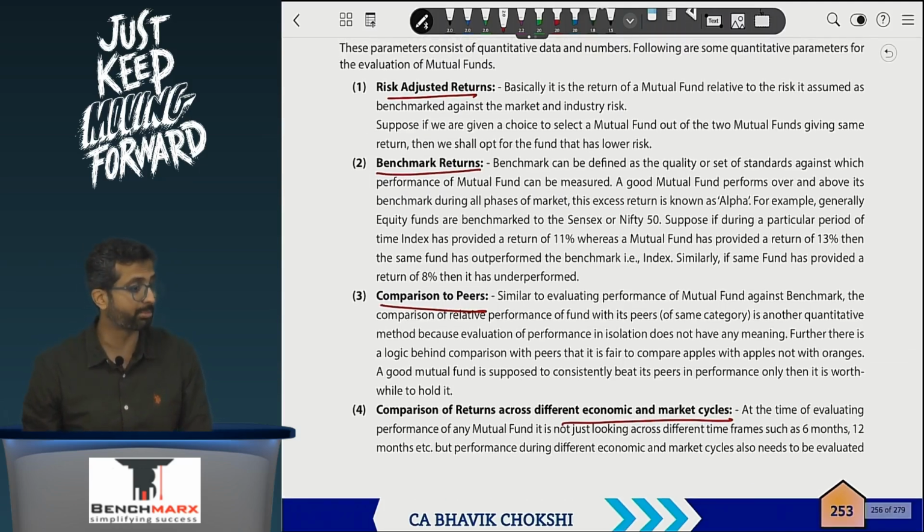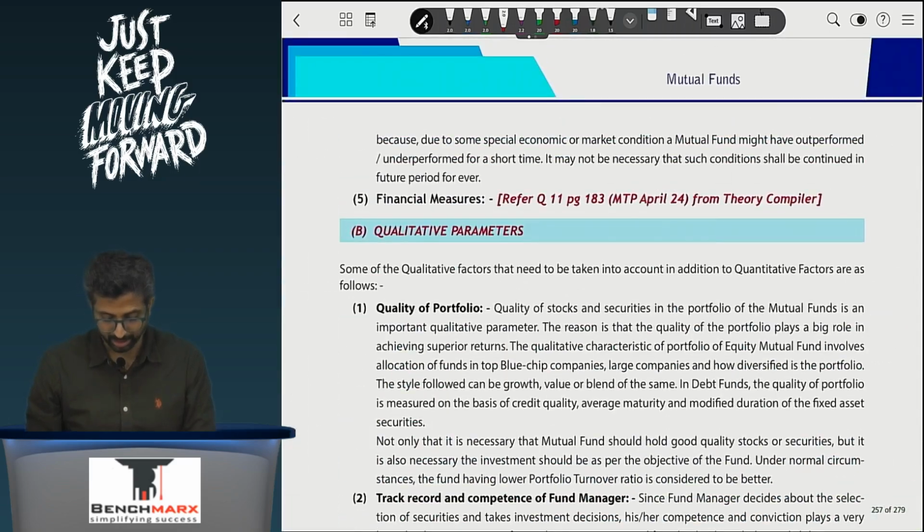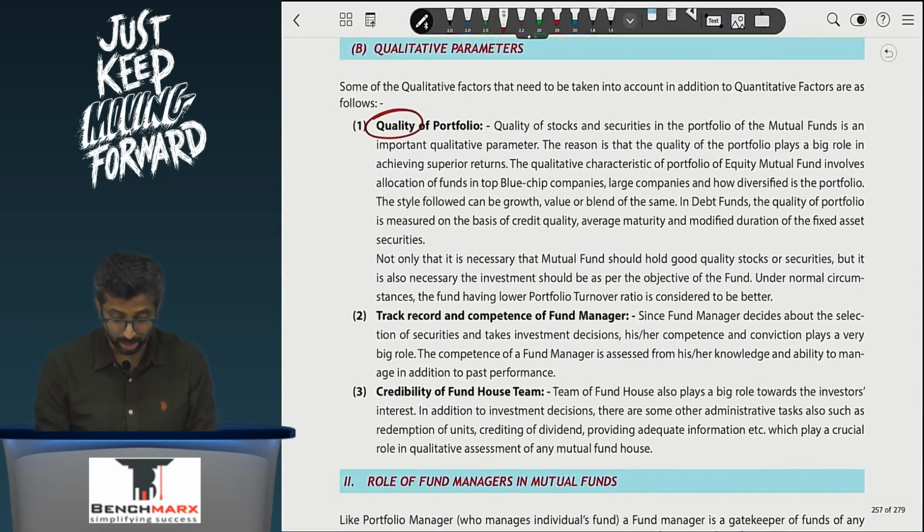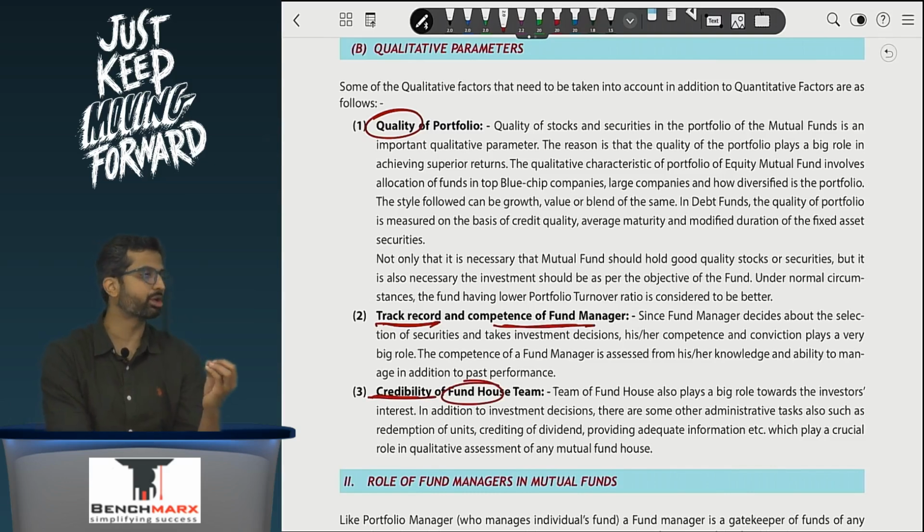Comparison with peers or benchmarks. So over here, how well are you performing vis-a-vis your peer or vis-a-vis the benchmark that you are tracking? Comparison across different market cycles, etc. And financial measures. Qualitative parameters: you look at the quality of the portfolio, track record and competence of the fund manager, and credibility of the fund house. So Sharpe ratio, Treynor ratio just give you quantitative, but qualitatively you want to see who is a better fund manager, who has had a good enough track record, what is the quality of stocks, are they manipulative in nature.